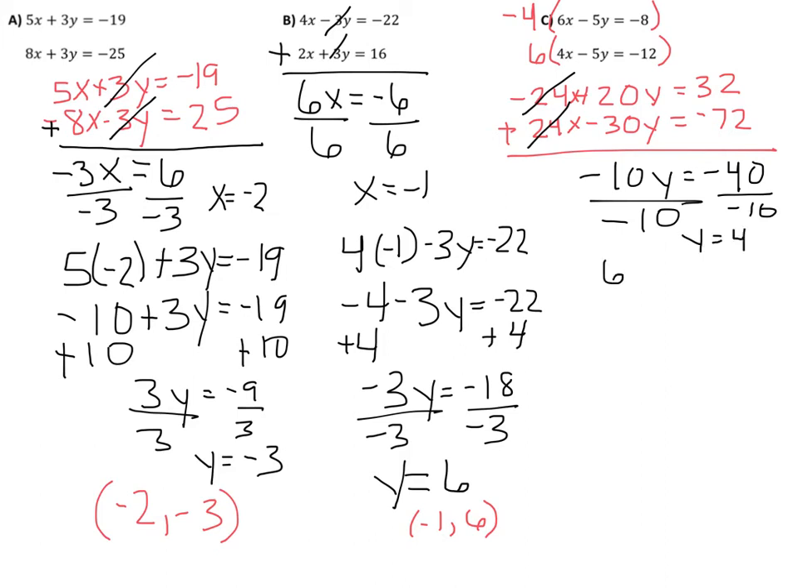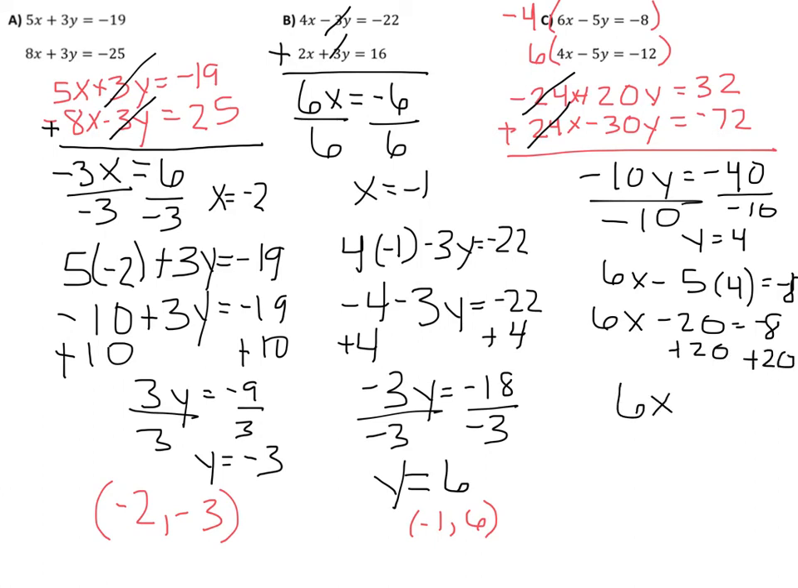Then I can go ahead and plug that back into one of my original equations. When I do that, I'm going to end up with 6x minus 20 equals negative 8. I'll add 20 to both sides. So I'll end up with 6x equals 12. Divide both sides by 6, so x equals 2, which means our final solution is 2, 4.